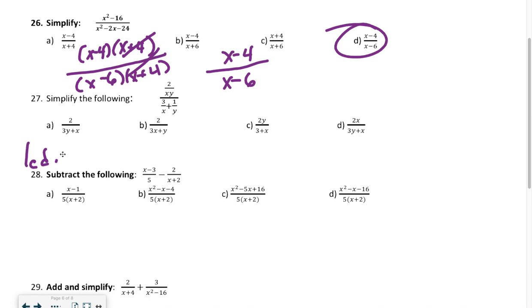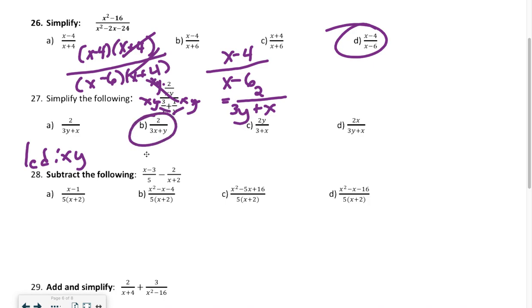Complex fractions, we multiply by the LCD of all our little denominators, so x, y, x, and y. And then we cancel top to bottom. Everything cancels here, we're left with 2 on top. The x's cancel here, we're left with 3y. The y's cancel here, we're left with plus x. We can't simplify that anymore, so the correct answer is B.